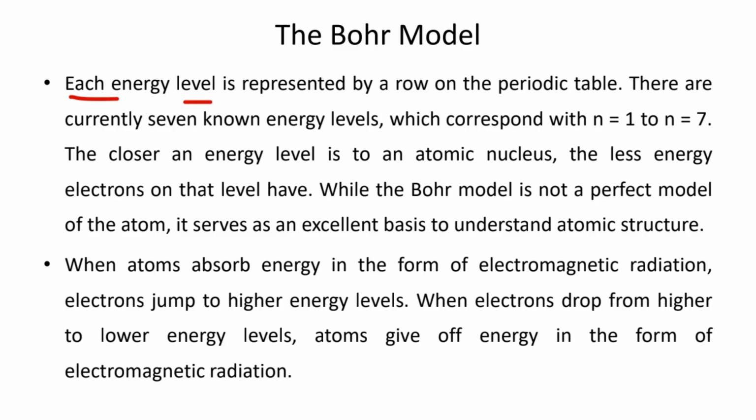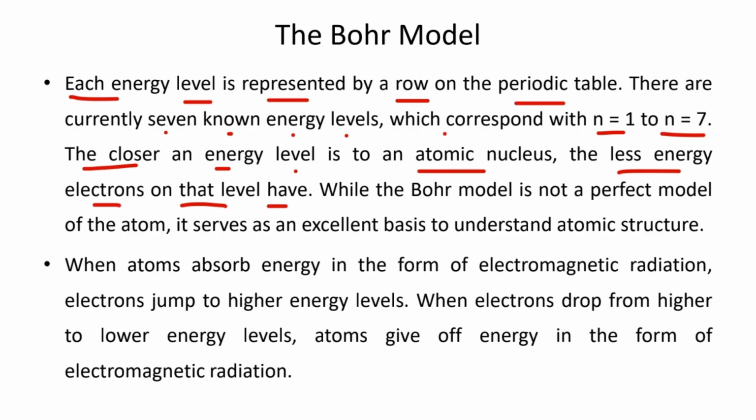Each energy level is represented by a row on the periodic table. There are currently 7 known energy levels, which correspond with n equal 1, which is period number 1, to n equal 7, which is period number 7 in the periodic table. The closer an energy level is to an atomic nucleus, the less energy electrons on that level have.